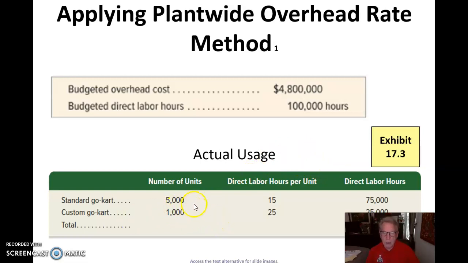Here's our actual usage now. We are making 5,000 units of the standard go-kart and 1,000 units of the custom go-kart. They use different direct labor hours as shown. The total is the number of units times the direct labor hours per unit, and that totals the 100,000, if you can see that through my picture.